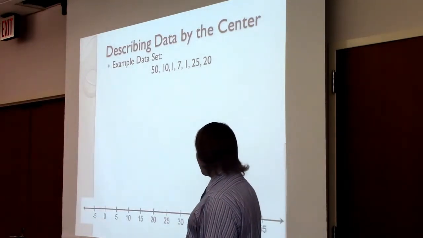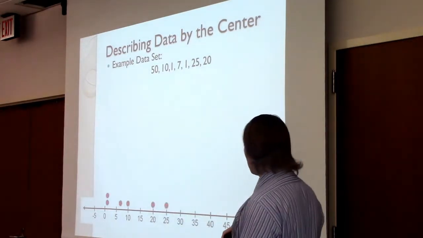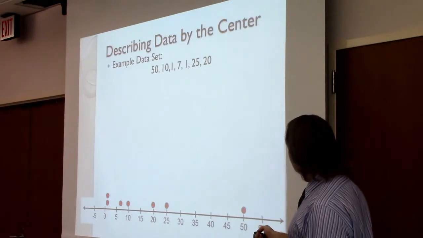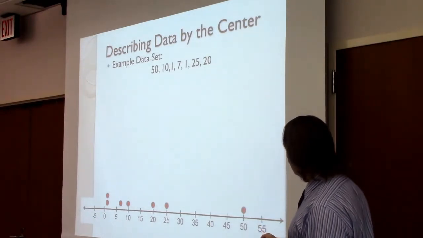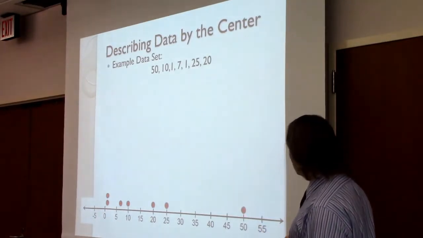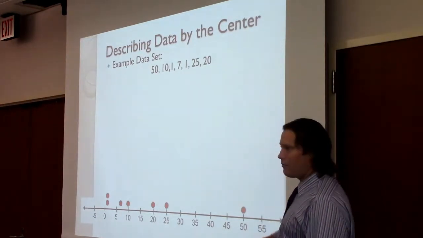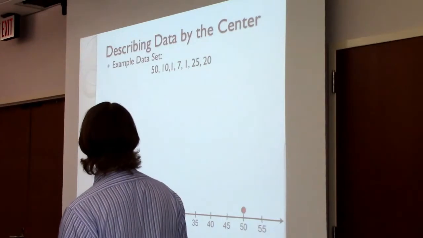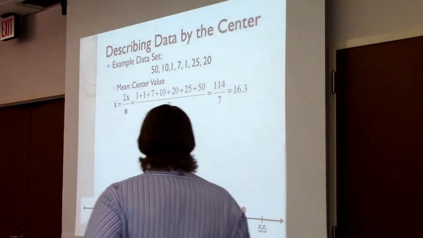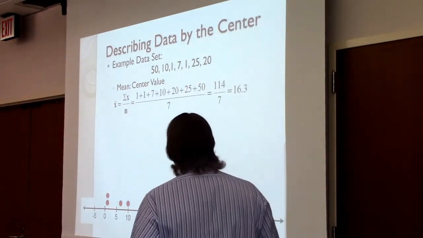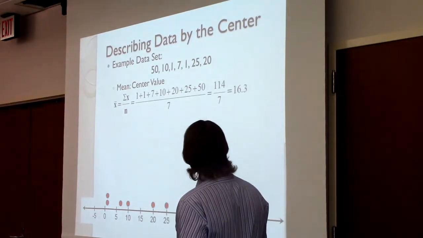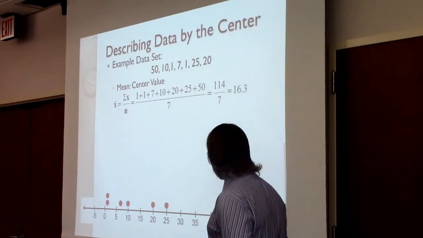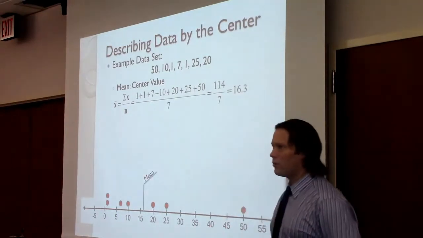So first thing is, if I put this on a number line, here are my points. I've got my 1, my other one, I have my 50 way up here, and so on and so forth. By putting them on the number line, I've plotted them in ascending order. One of the first centers that we typically think about is the mean. So we just add the numbers up and divide by how many there are. We have the 16.3, and that's right here on the number line.